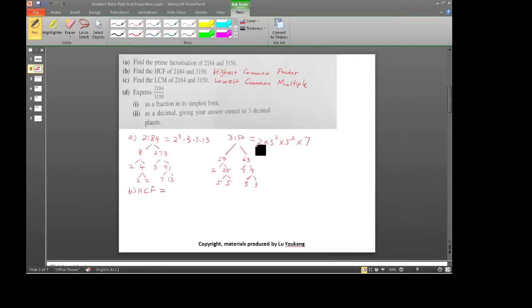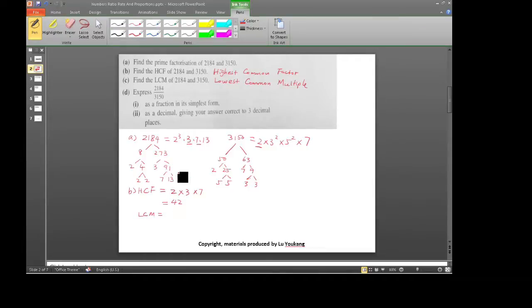So now let's find the HCF of these two numbers. Let's take a look at their prime factorization. The highest common factor of these two numbers is what they share: at least a 2, at least a 3 and a 7. Therefore, you just find what is shared between them. You get 2 times 3 times 7, which gives you 42.